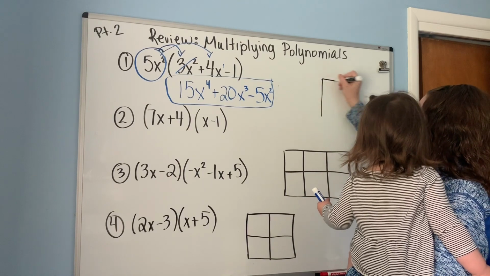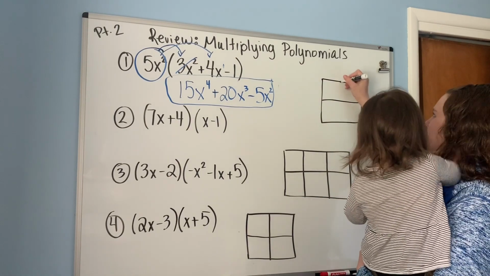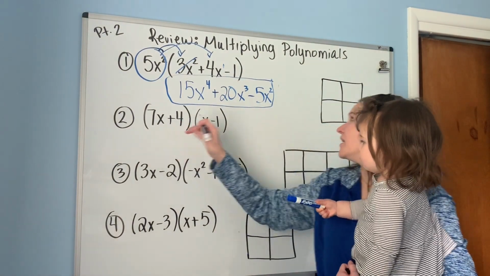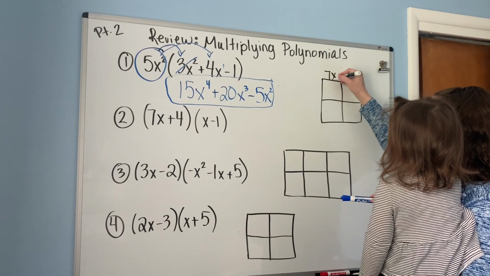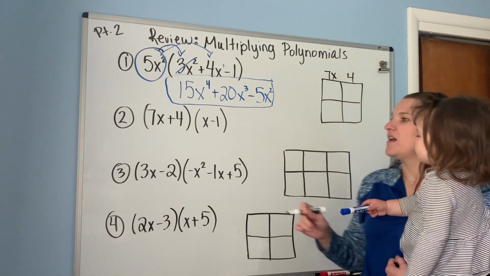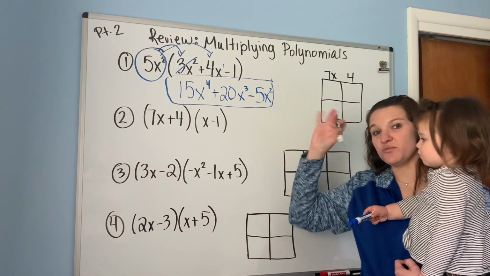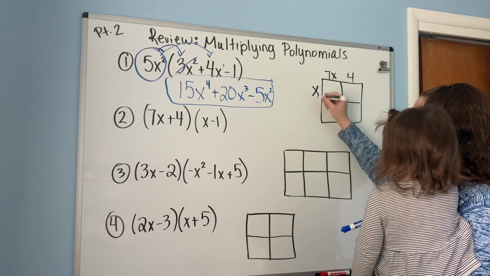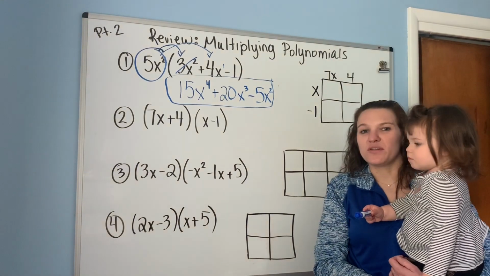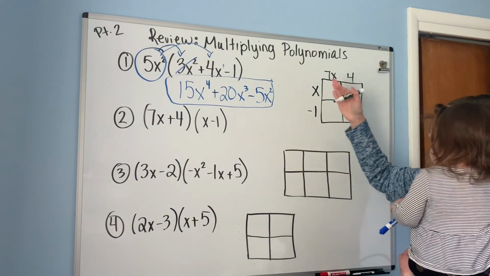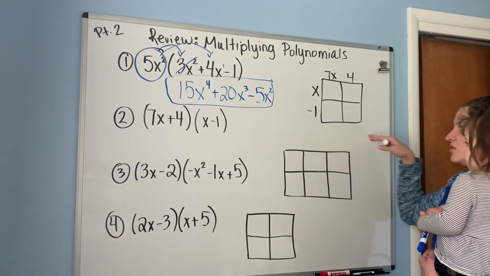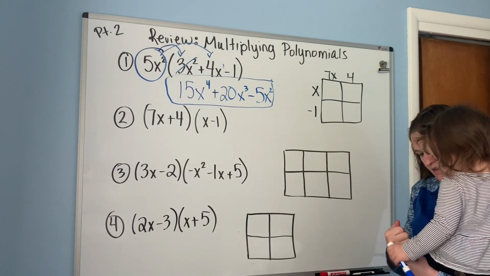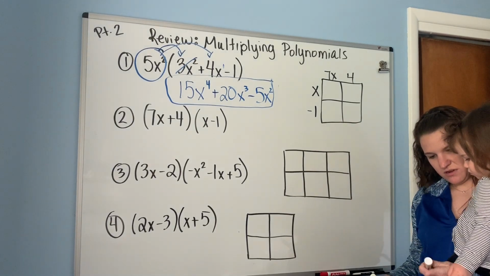Okay, let's draw a new box. We're going to be doing number 2 in the box. So when we do the box method, we're going to take one of our binomials and put it across the top. And this is going to be a positive 4. All right. The other binomial is going to go across the side. Now you can switch the places just as long as you keep the 2 terms together. So this is x and negative 1. Now what we're going to do here is multiply row by column, and then we'll put everything together and simplify it at the end.